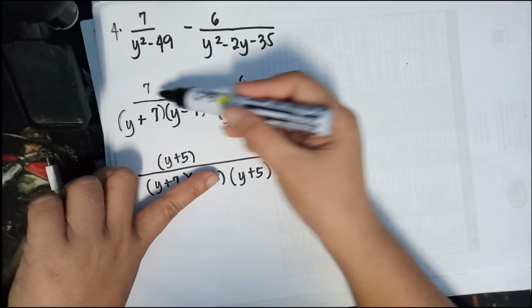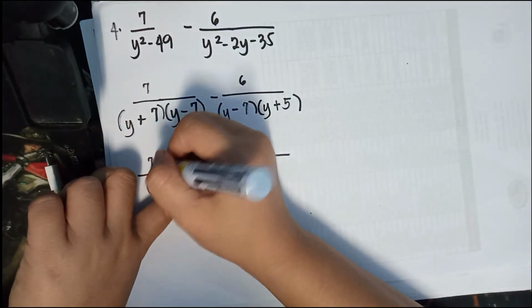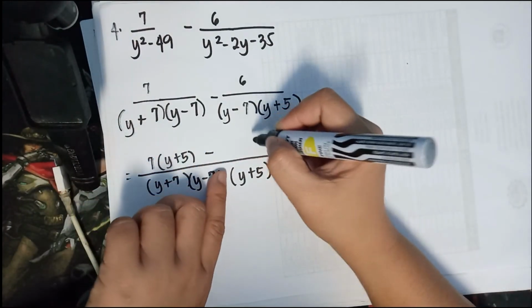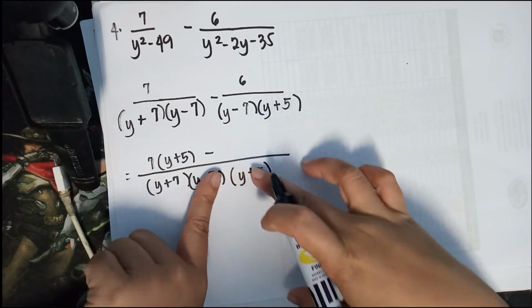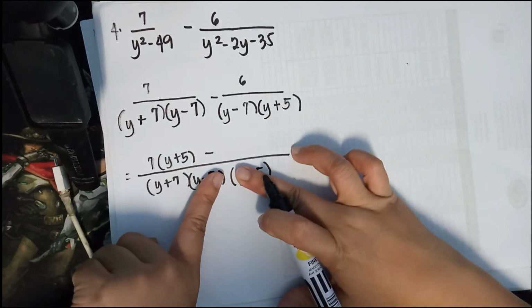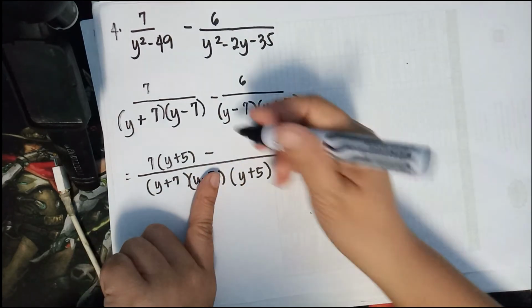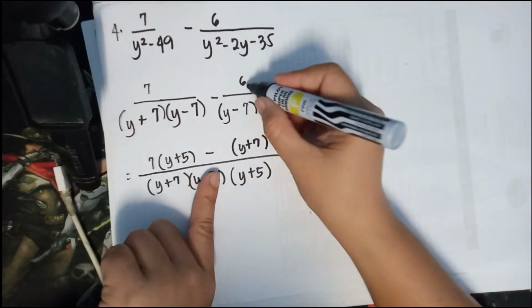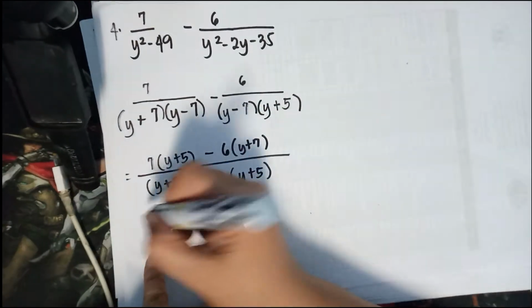Multiply by our numerator, which is 7, minus. We have y minus 7, y plus 5, and the remaining is y plus 7. Multiply by our numerator, which is 6.